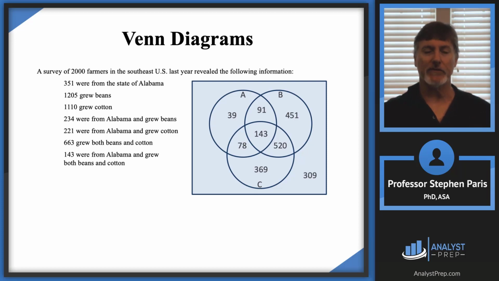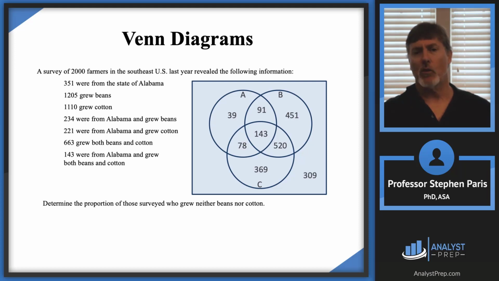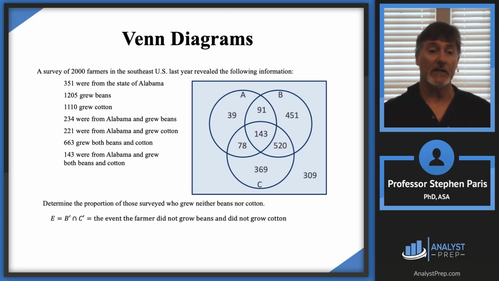I did that in a previous video, and now the question is, determine the proportion of those surveyed who grew neither beans nor cotton. So what is our event that we're taking the probability of? This is a proportion of those surveyed, that's a probability. We're taking the probability that a randomly selected farmer grew neither beans nor cotton, which means did not grow beans and did not grow cotton. So that's B prime intersect C prime. Again, the event is the farmer did not grow beans and did not grow cotton.